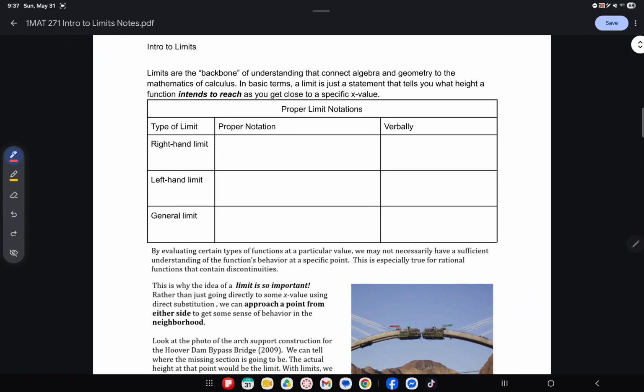Limits are the backbone of understanding the connection of algebra and geometry and connecting that all to the calculus. The big idea of what a limit is: what is a certain function doing as we are approaching a specific value? So we look at the x's and say, as x is approaching, say, 2, so x equals 2, what is the function doing? Is it going off to infinity? Is it going to negative infinity? Is it going to a specific value? That's basically the idea of what a limit is: what is the y value of a function doing?